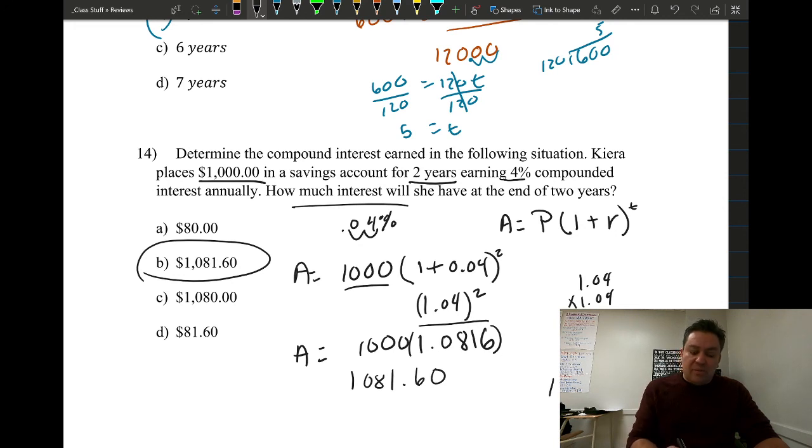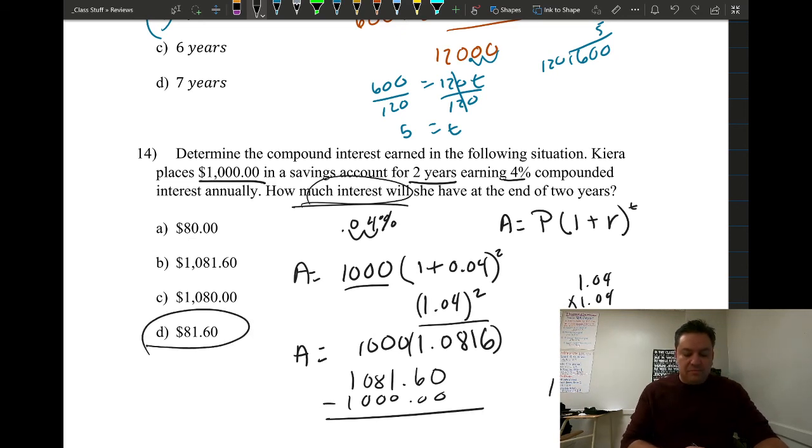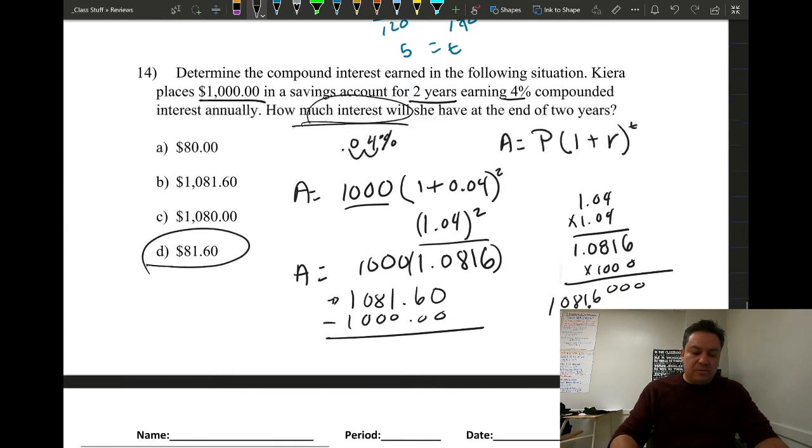Now, to find out how much interest she got, all we have to do is subtract the initial amount, which is $1,000. When we subtract that, we get $81.60. She made $81.60 just by depositing her money into the savings account for 2 years. That's how you work this one backwards. If you put in this number at the end, that's the total amount that she's gonna have in the bank account. If you wanna find the interest, subtract the initial amount.